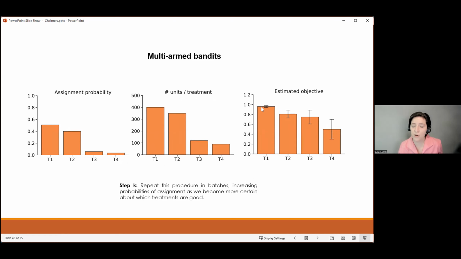We also end up with a very precise estimate. So if you look on the right, we would have a tight estimate of the value of the best treatment arm, while we would have noisier estimates of bad treatment arms. But we don't care, because we're not going to go implement them. We don't really need to know how good a bad treatment arm is.